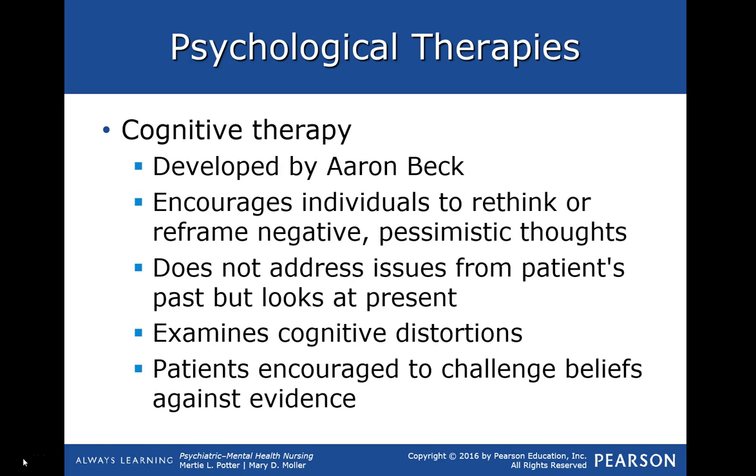Then there's cognitive therapy. Again, go back and read if you're not sure what cognitive therapy is. It was developed by Aaron Beck. It encourages individuals to rethink or reframe negative, pessimistic thoughts. This is the think positive instead of negative type of thought correction. It does not address issues from the patient's past. That's the thing with cognitive therapy, it looks at the present. How can we change things going forward? How can we change our thought process from this point on, looking at the present?